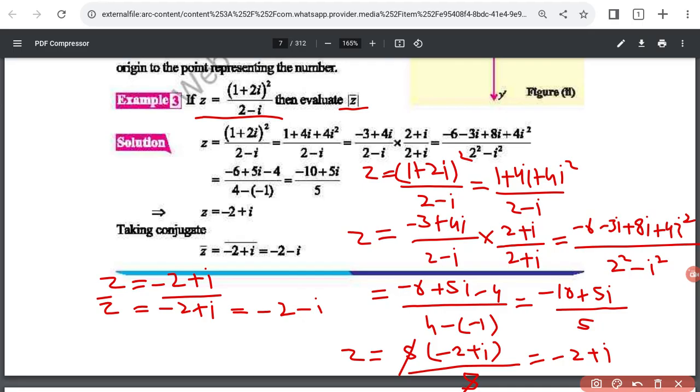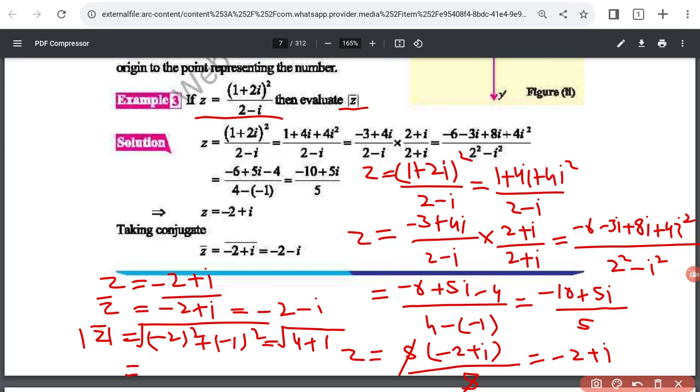Then after this we take the mod on both sides, so mod of z bar is equal to square root of minus 2 square plus minus 1 square. It will be equal to square root of 4 plus 1, and that is equal to square root of 5. So mod of z bar we have square root of 5. So that is the answer of our question.